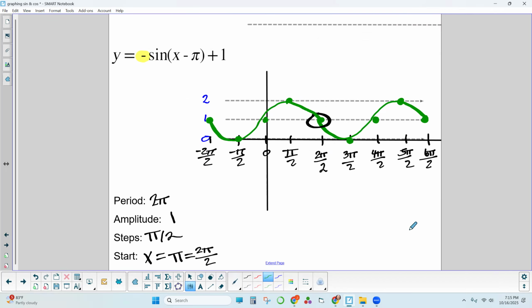Okay? So to go over that one more time, my vertical shift up 1 is shown right here on my midline. The amplitude of 1 is shown between the high and the mid and the low. My start shows my horizontal shift moving to the right pi, and I'm showing my reflection by moving down before I go up. Okay? So those are all of my transformations, and I hope that that gives you a good introduction to graphing sine and cosine.